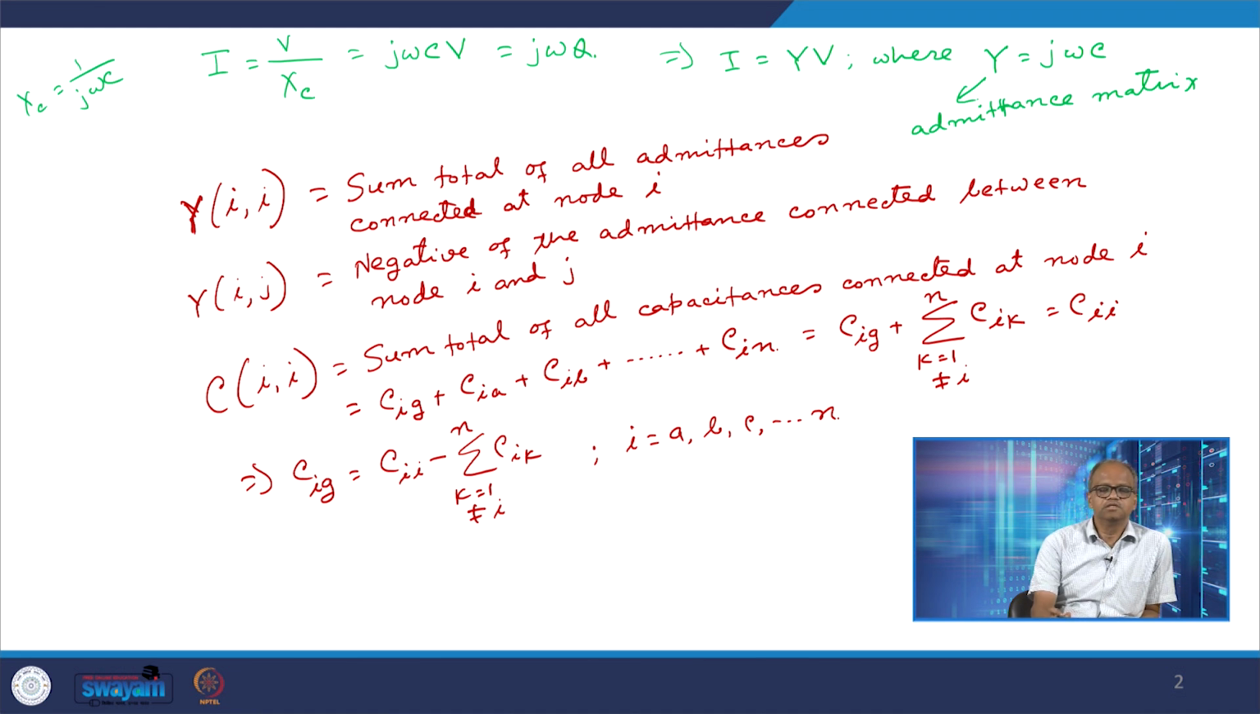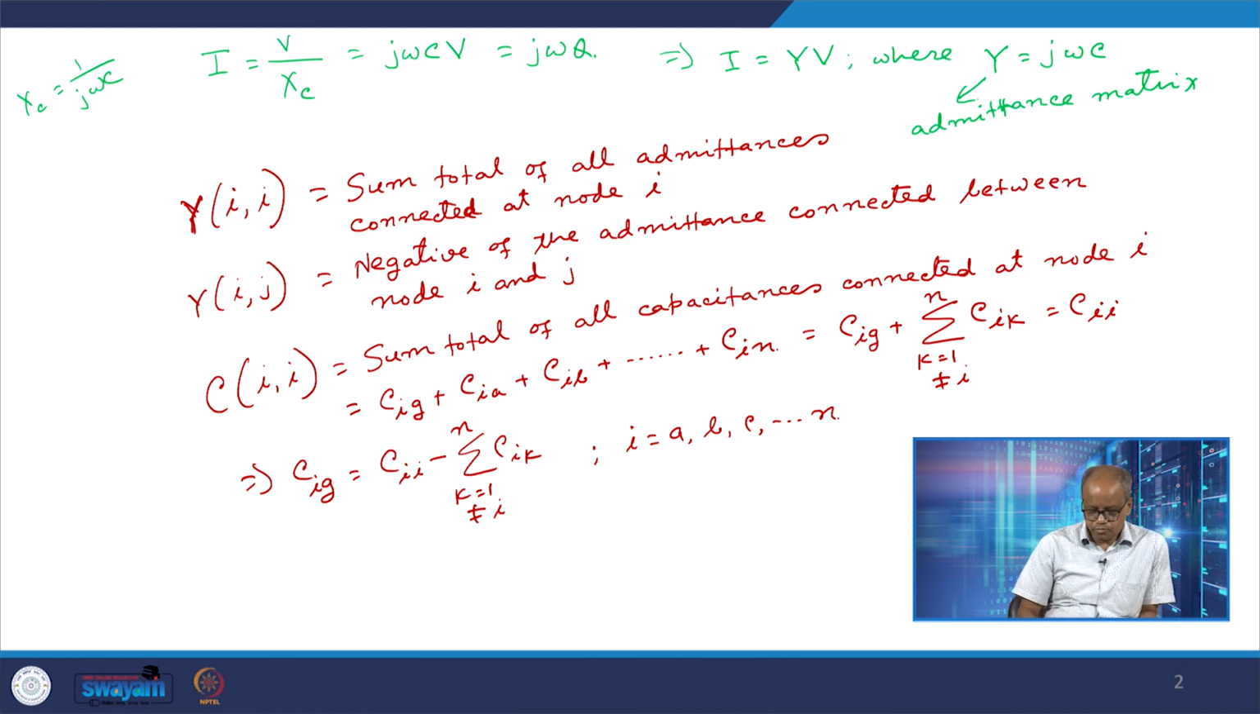This is essentially the usual interpretation of the Y bus matrix. This is the usual way in which we derive the Y bus matrix, and from that we can calculate the capacitance to ground for any node, which is nothing but the diagonal term minus the sum total of all the off diagonal terms.